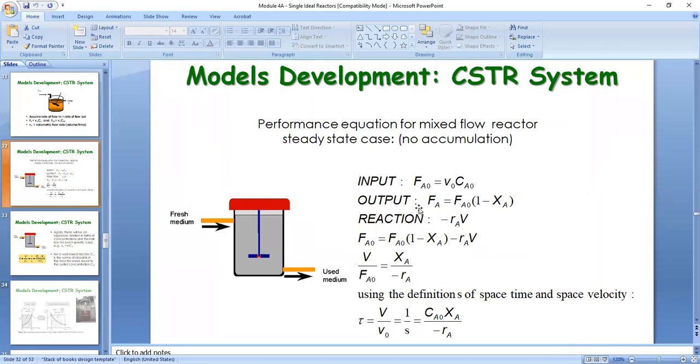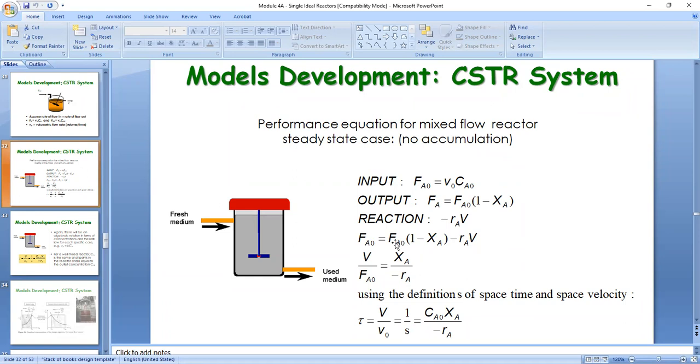Your output would be FA, and FA is FAO times the quantity 1 minus XA. Your reaction is the rate times the volume. Since there is no accumulation, you could see in here that input is equal to the output plus the reaction, the loss due to the reaction. So this is the rate plus the product of negative R sub A V.